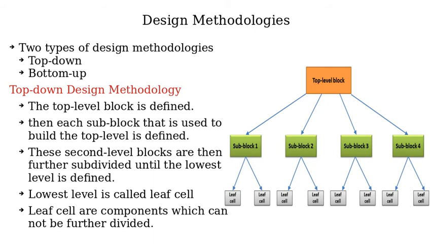For example, if we consider a 4-bit adder which consists of four 1-bit full adders, which are further divided into half adders, and finally the leaf cells are logic gates which implement the half adder.